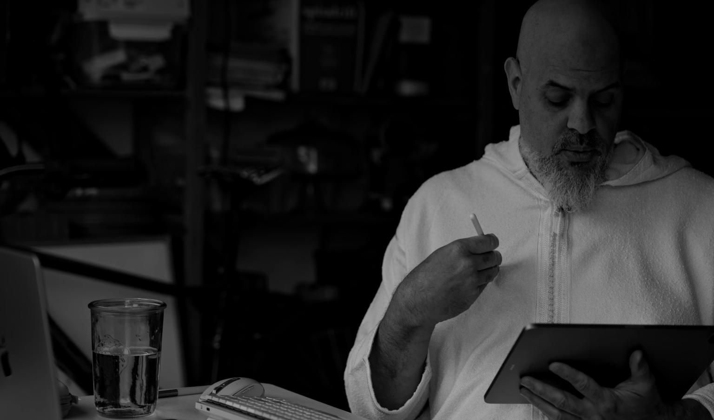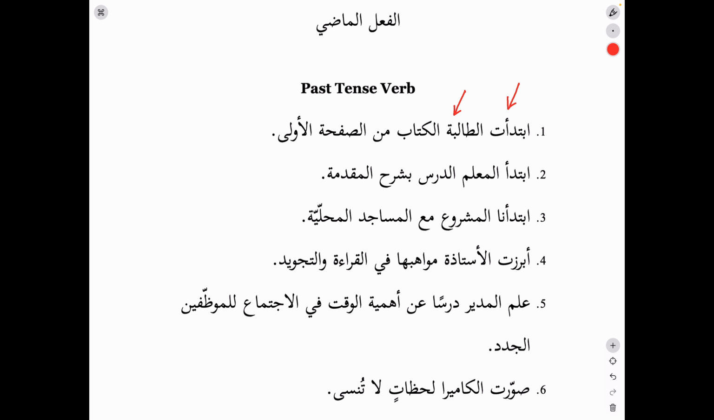So how would this sentence possibly refer to myself if we go with al-kitab min as-safhat al-ula, right? The book from the first page. If it was I began the book from the first page, then what is at-taliba, right? It doesn't make any sense.